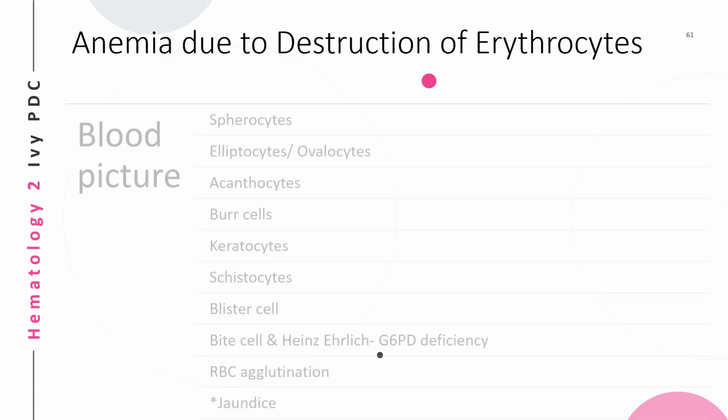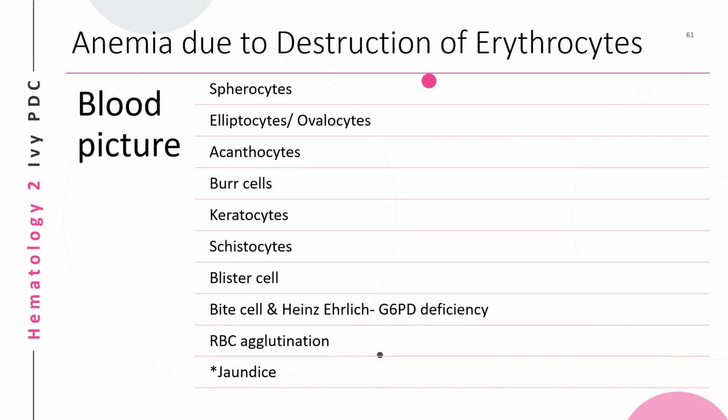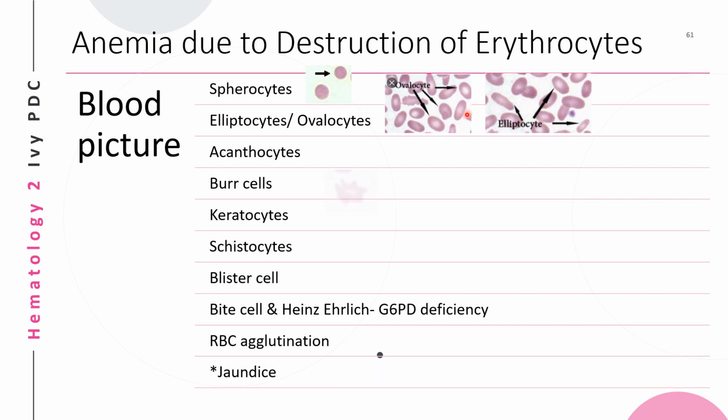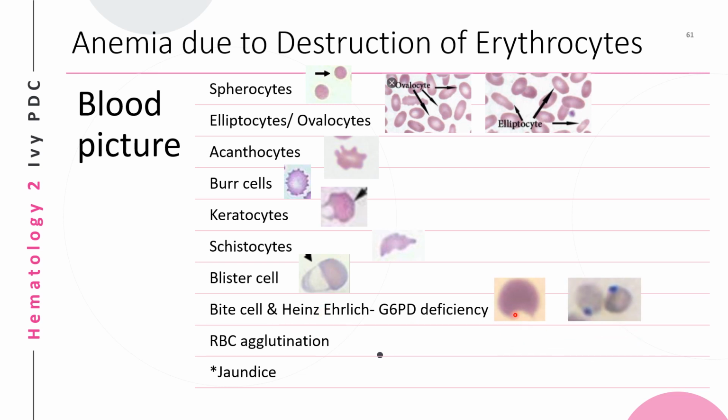So how does the peripheral blood smear look when there is anemia due to the destruction of erythrocytes? We will see the following. Spherocytes will be seen in the blood smear, elliptocytes and ovalocytes. Acanthocytes will be seen, burr cells, keratocytes, schistocytes, blister cells. The bite cell and Heinz-Ehrlich bodies would be specifically seen for G6PD deficiency. So this is the bite cell and the Heinz-Ehrlich bodies. Also, RBC agglutination may also be seen.